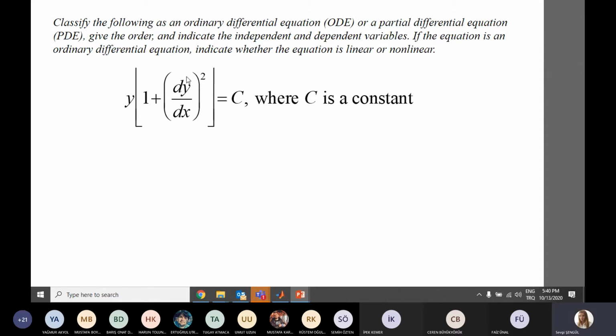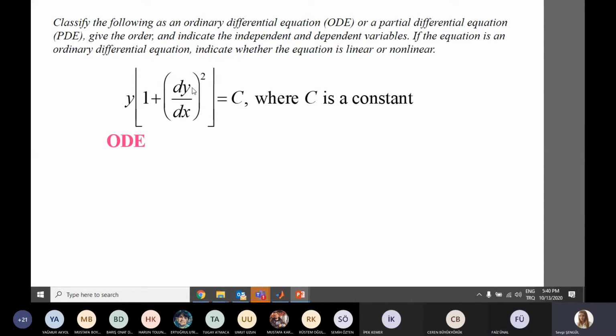ODE or PDE? Again, derivative, only one independent variable. The derivative is just d. It is an ODE. What about the order? 2, I guess? Does this mean the order of the derivative or a square? This is just a square. The order is 1.